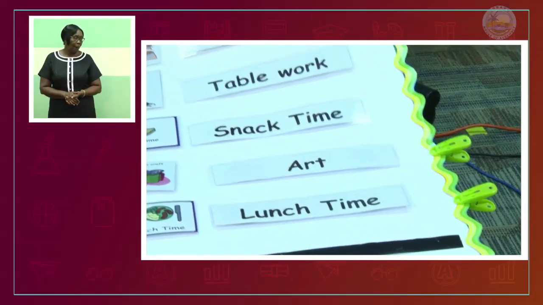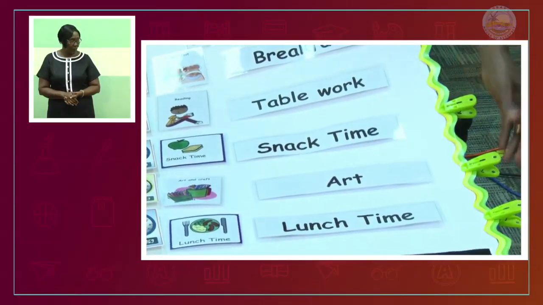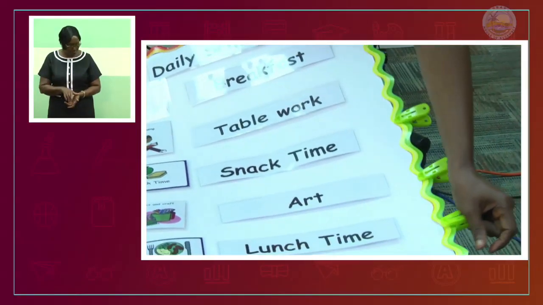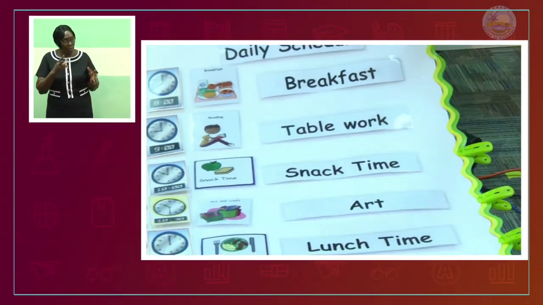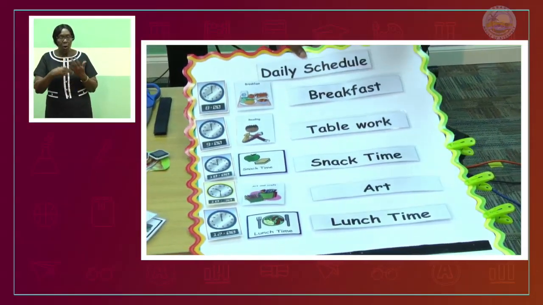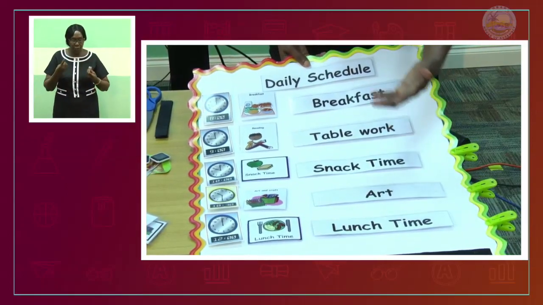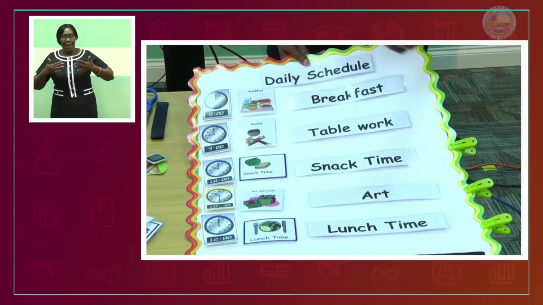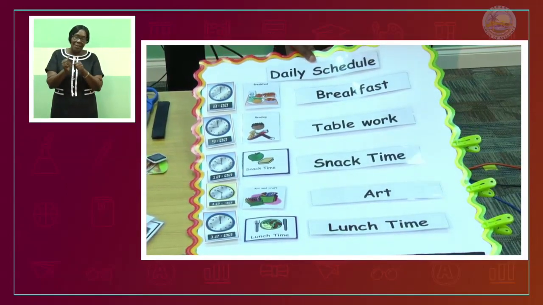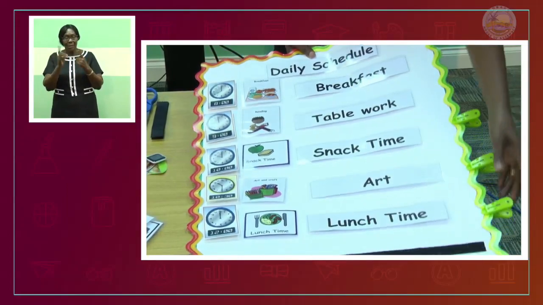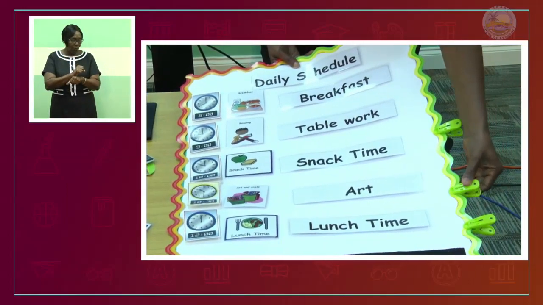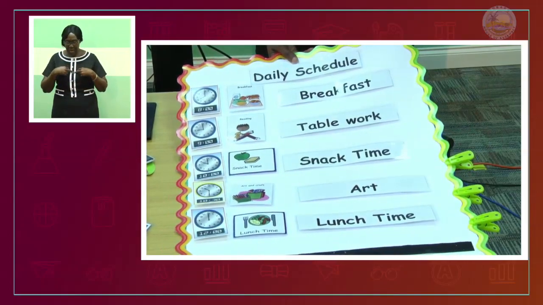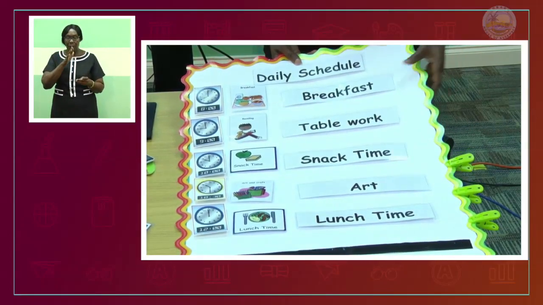So you have breakfast, you have table work, you have snack time, then you go on to art, then we go on to lunch. So when the child looks, they are able to see all the things that they would have completed during the day, and it gives them a sense of accomplishment, a sense of fulfillment, and then they are eager and excited to see what's happening for the next day and to do the work that is set out for them, or to actually have some type of say with how the day would be for them.